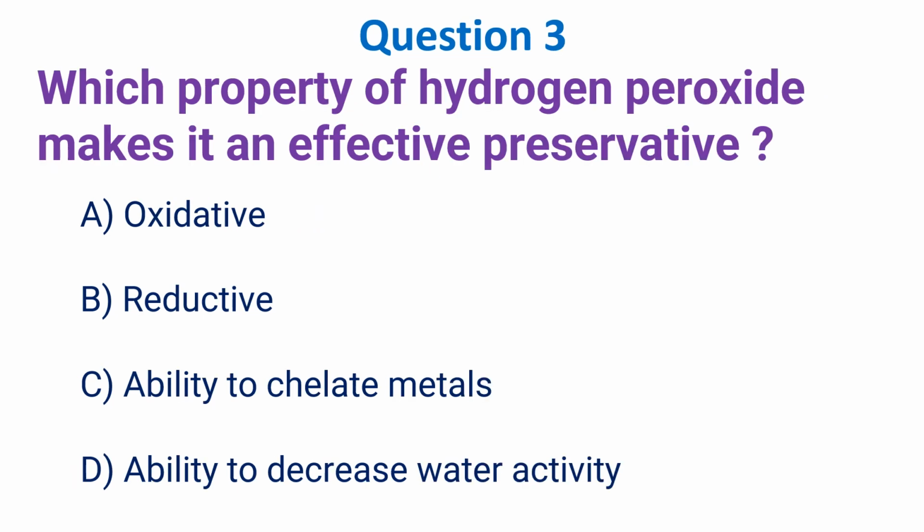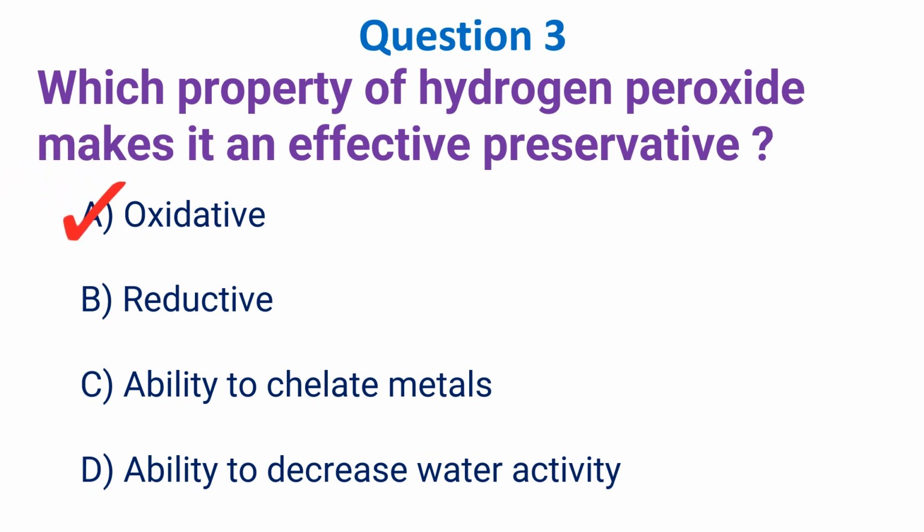Question number 3. Which property of hydrogen peroxide makes it an effective preservative? Options are option A oxidative, option B reductive, option C ability to chelate metals, and option D ability to decrease water activity. Correct answer is option A oxidative.